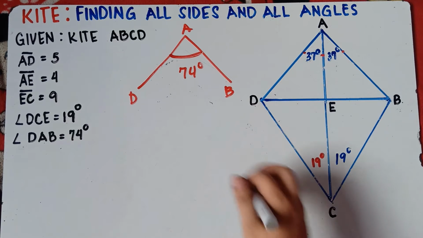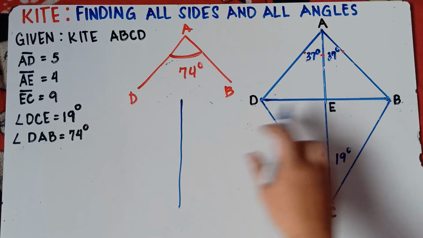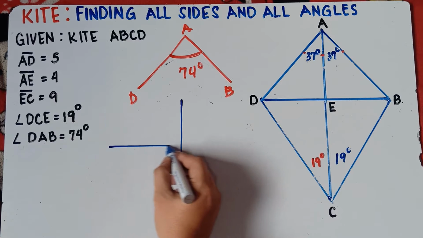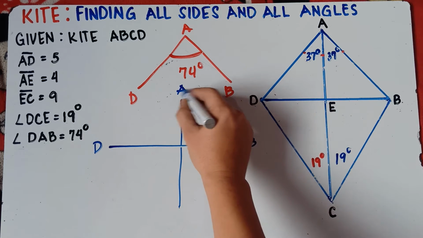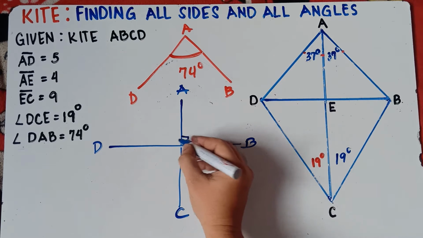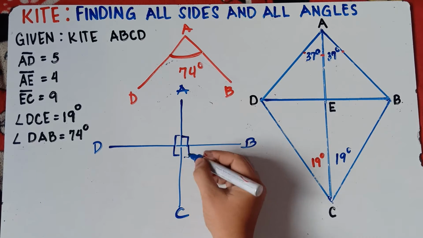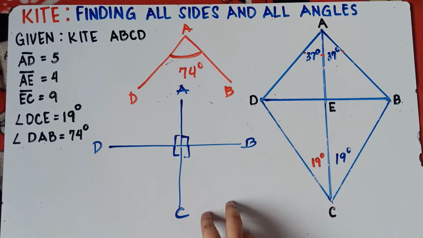Let me just draw this one. If we have diagonal AC and we draw another diagonal, that would be DB. So this is AC. When they intersect each other, class, they form a 90 degree angle. And these lines, AC and DB, we call perpendicular lines.